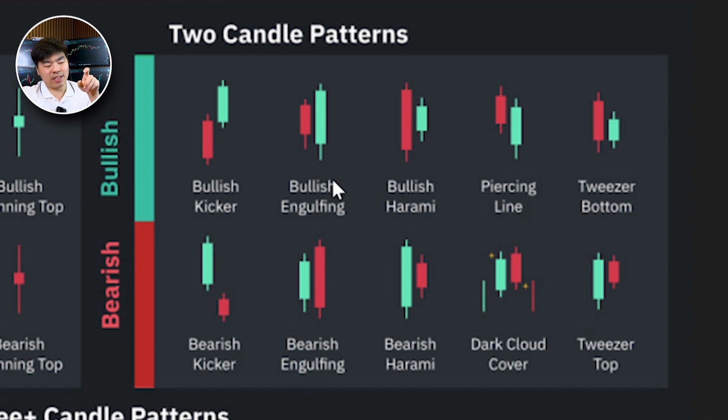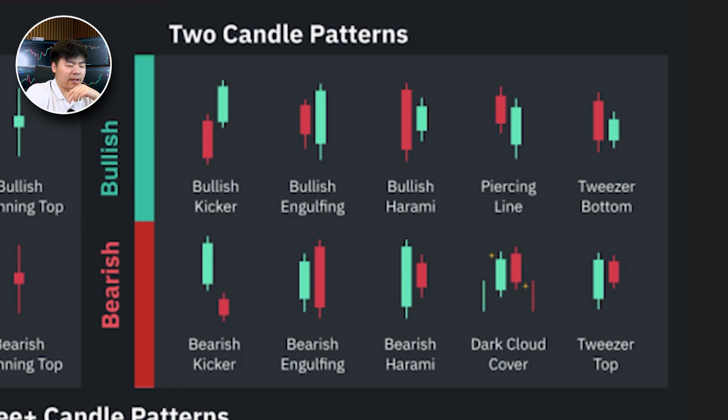Engulfing means the next candlestick is engulfing the previous candlestick. For example, in bullish engulfing, the green candlestick's body, not the wicks, the body, take a look at this, is engulfing the red candlestick body on the left. So it overwhelms the red candlestick. The green candlestick is longer and bigger both on the top and the bottom than the previous red candlestick. How about bearish engulfing? It means vice versa, the opposite. The red candlestick is engulfing or overwhelms the green candlestick on the left, the previous candlestick.